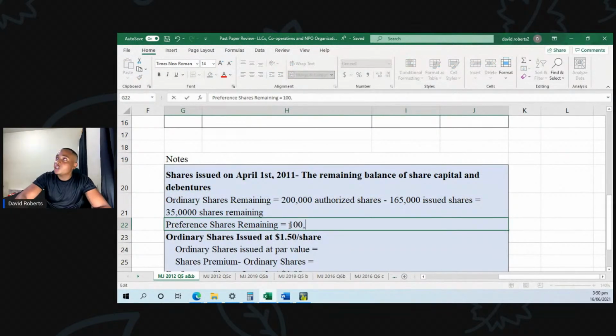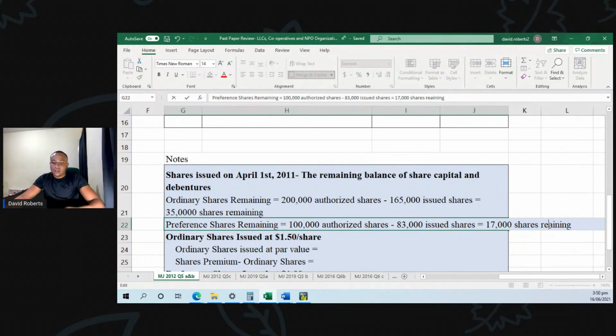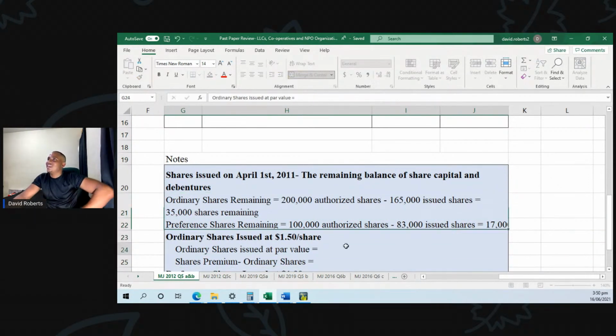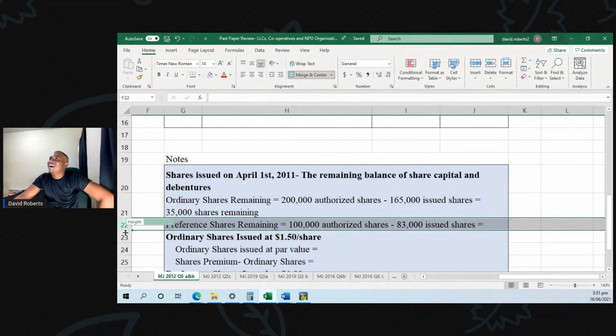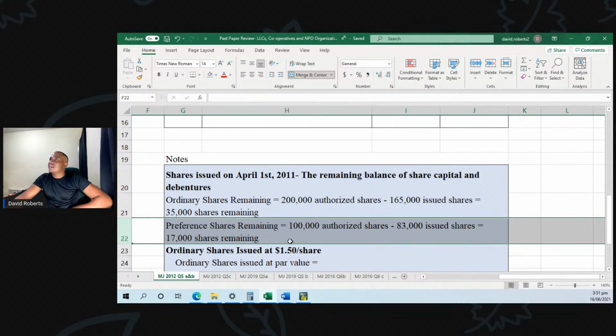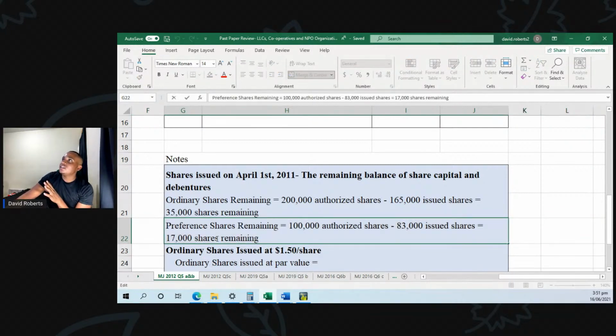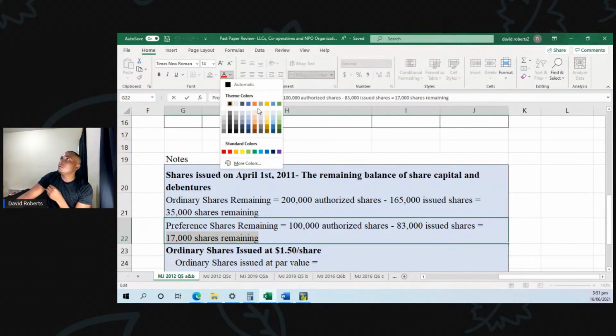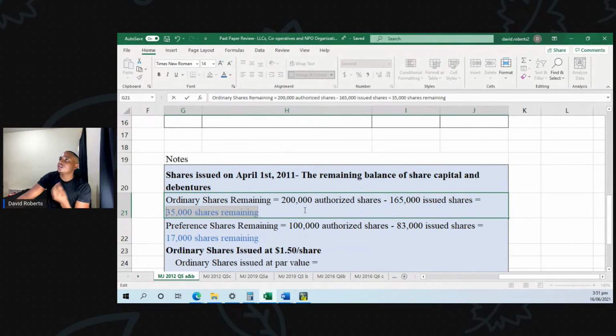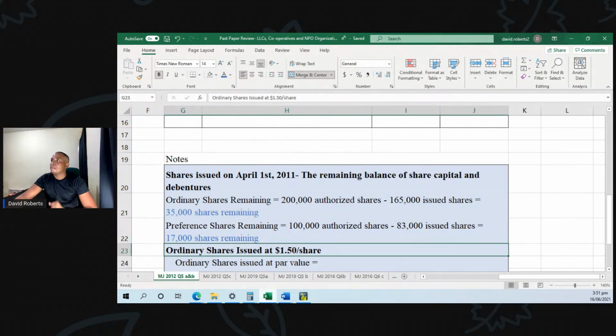So we have 100,000 authorized preference shares, and we have 83,000 issued shares. Therefore we have 17,000 shares remaining. That's correct. I hope that you all understand the calculation so far. This is the number here, very important: 17,000 for our answer, and 35,000 with regards to the ordinary shares so far.